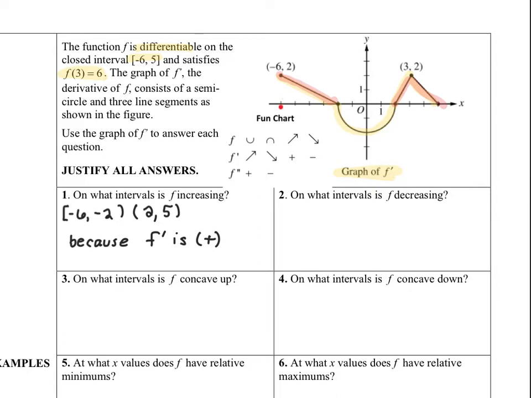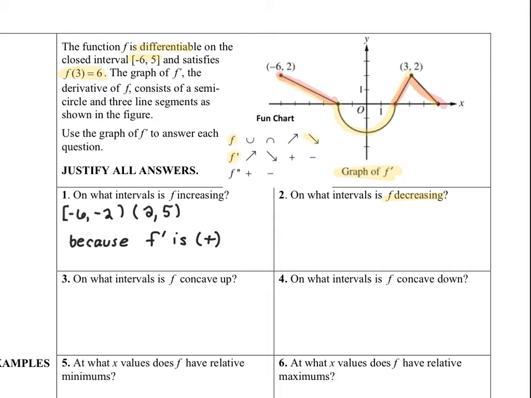So from -6 to -2, I put a bracket on the -6 and a parenthesis on the -2. And then from 2 to 5, I did not put a bracket on the 5 because 5 is actually sitting on the x-axis. So I went ahead and put a parenthesis on that because f prime is positive. The next question asks where f is decreasing. So here's f decreasing.